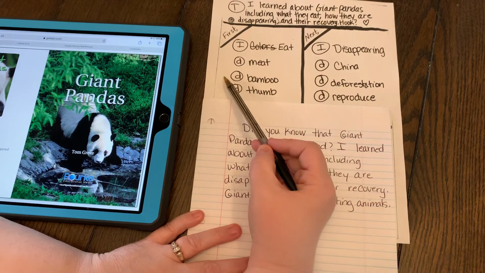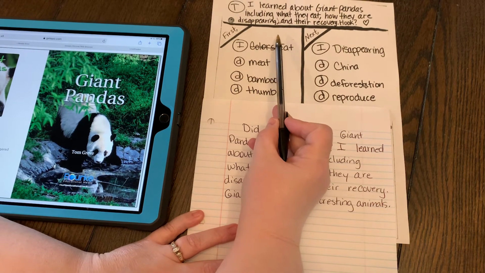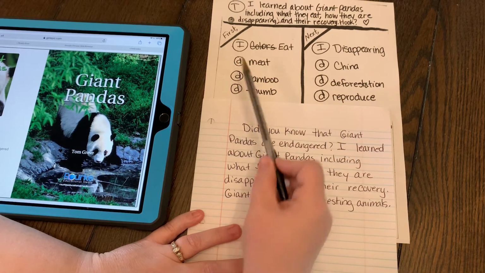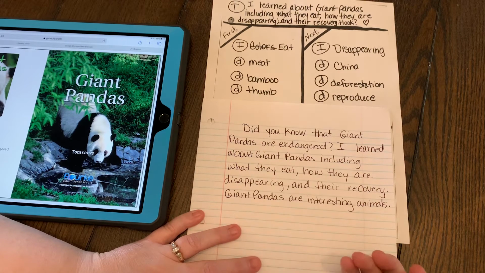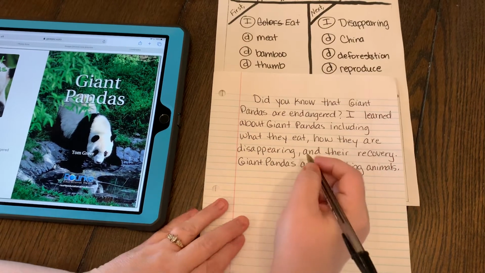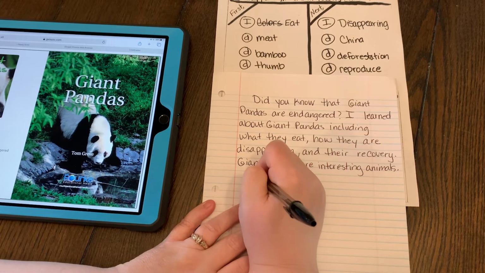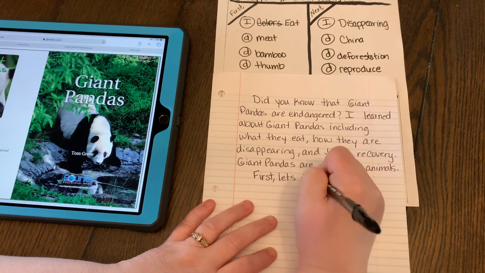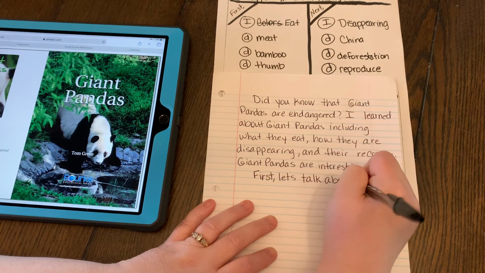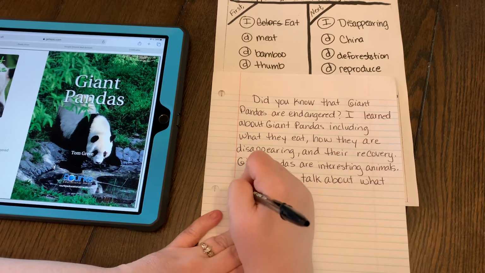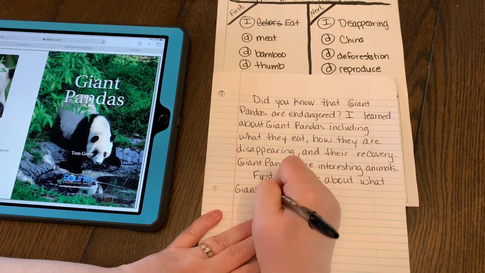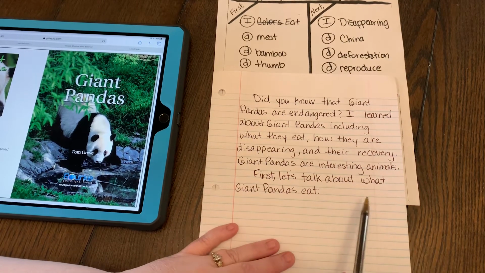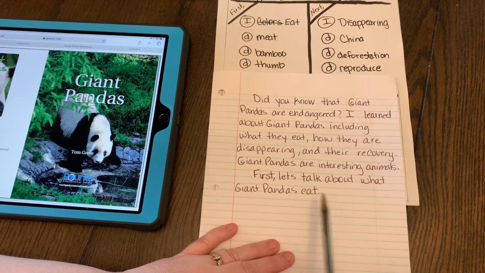For each box, I'm going to do a topic sentence introducing my topic or my important idea, and I'll do a wrap-up sentence, and these 3 details are going to be in the middle. So I'm going to show you how I do that. I'm going to indent again, making sure I skip lines. First, let's talk about what giant pandas eat. Okay, I'm just introducing my topic, and I've mentioned my important idea in that first sentence.